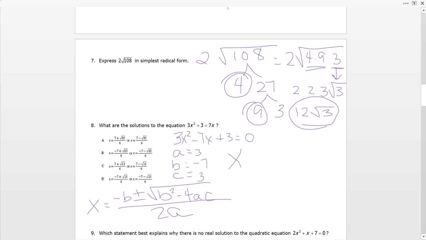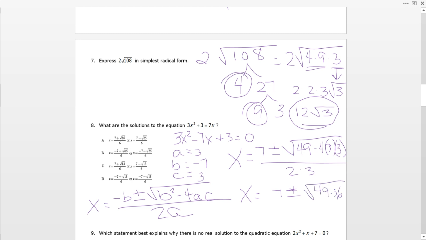So I end up with x equals negative b, so it's a negative, so it's 7 plus or minus the square root of 49 minus 4 times 3 times 3, all divided by 2 times 3. So I end up with 7 plus or minus the square root of 49 minus 36 over 6. 49 minus 36 is 13, so it's not A or B.